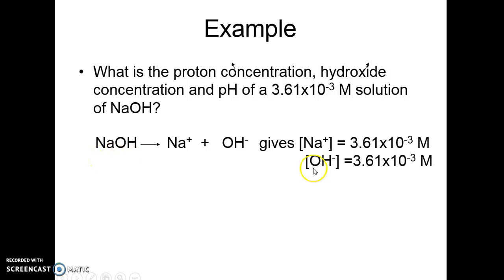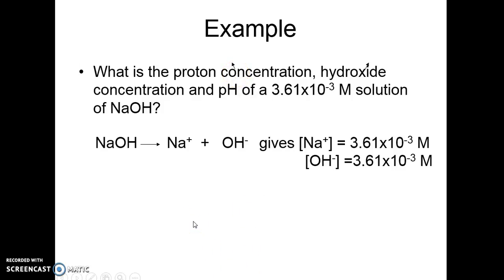Well, to do this, we're going to be putting together everything that we've learned. This concentration, because we know sodium hydroxide dissociates, gives us sodium ion concentration and hydroxide ion concentration. We're going to be using the hydroxide ion concentration. That's what we are asked for here, but we also have to figure out what is the proton concentration.